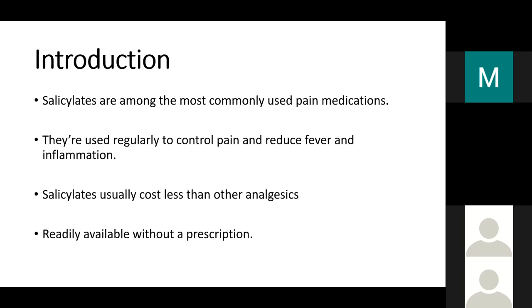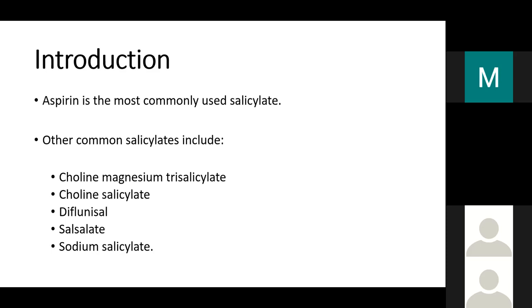Okay, so let's look at the salicylates. For the salicylates, the prototype is aspirin. They are the most commonly used pain medications. For salicylates, the emphasis is on pain relief, and they are regularly used to control pain and reduce fever and inflammation. They are usually cheaper than the other analgesics and readily available without a prescription. So they are what we call over-the-counter medications, or OTCs. And like I said previously, aspirin is the commonest salicylate. The other ones are listed on the slide.